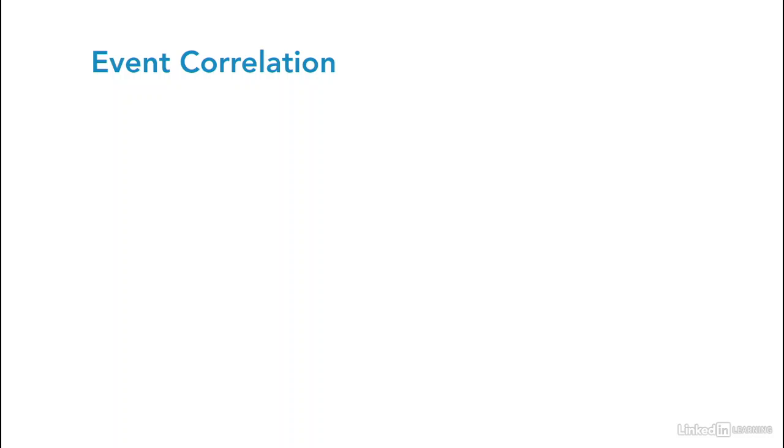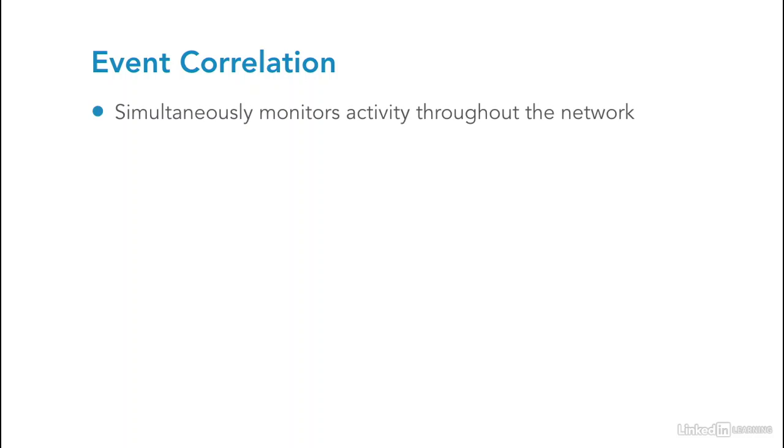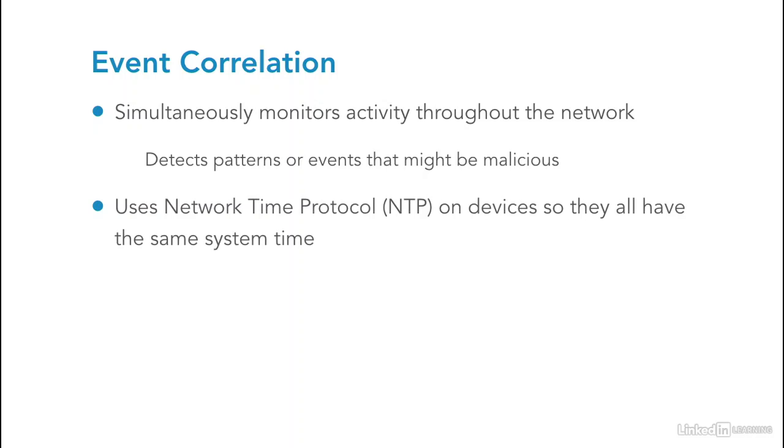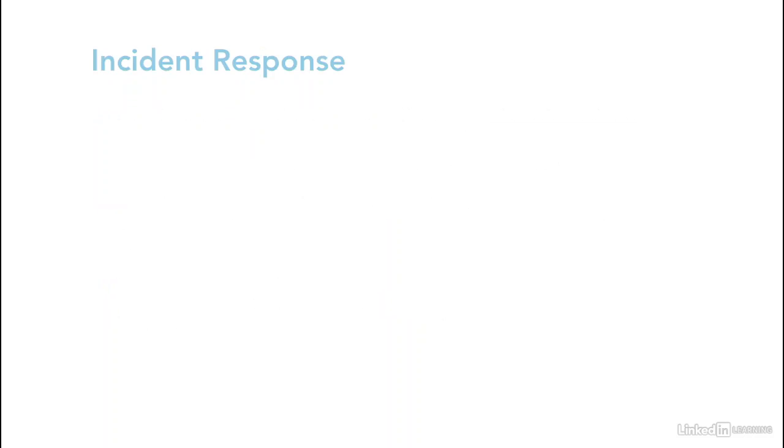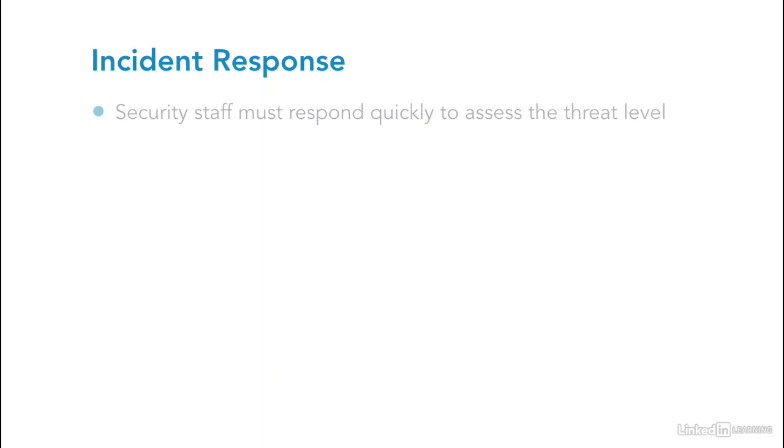Event correlation is a powerful process of simultaneously monitoring activity throughout the network to detect patterns or events that might be malicious. To effectively correlate all events, it's best to use Network Time Protocol or some other time synchronization protocol among all devices so that they all have the same system time. By using consistent timestamps, the network administrator can more accurately determine when specific network events happen in relationship to other events. The device will signal an event; however, the security staff must respond quickly to assess the threat level.